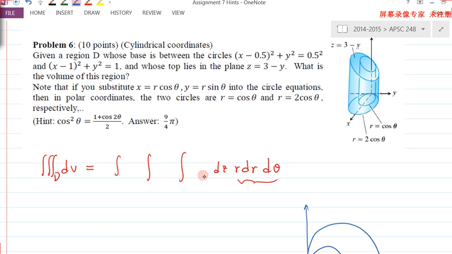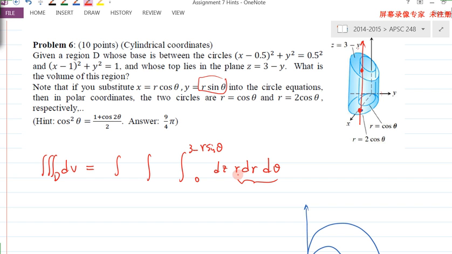Then when finding the limits, z first. Within this shadow, draw arrow lines across this region. First contact gives you z min, second contact gives you z max. In the positive z-axis direction, z min is 0, and z max is on this top plane, which is 3 minus y. But we don't use y, right? Because we're using cylindrical coordinates, we need to substitute y with r sine theta. So 3 minus r sine theta here.